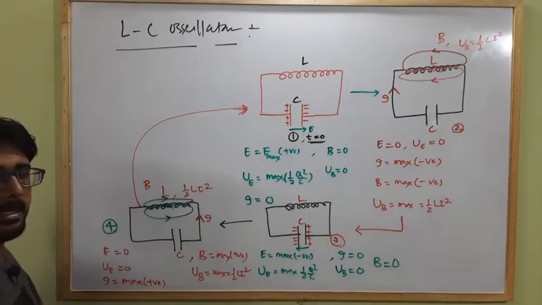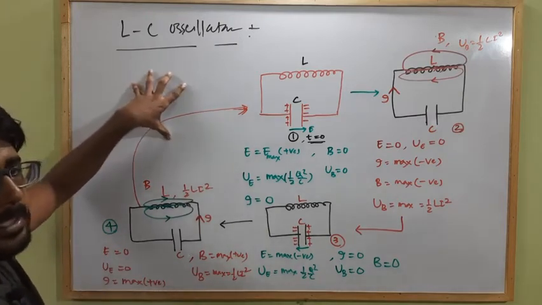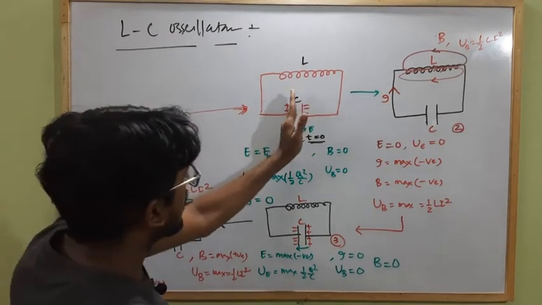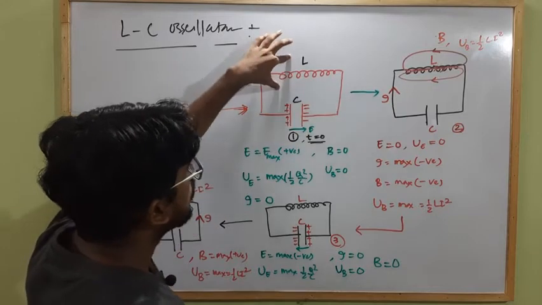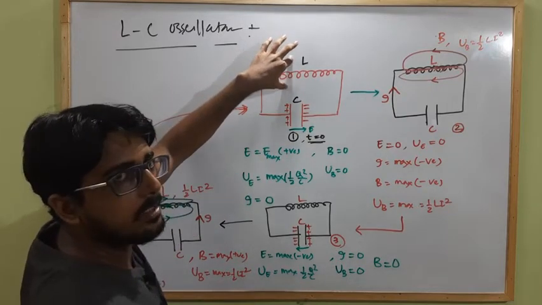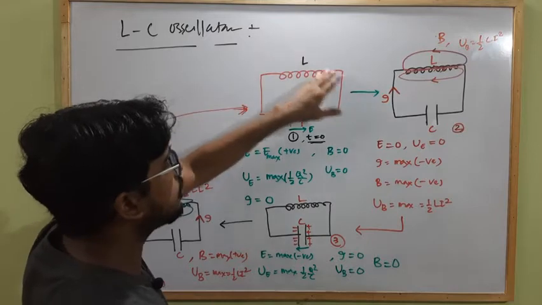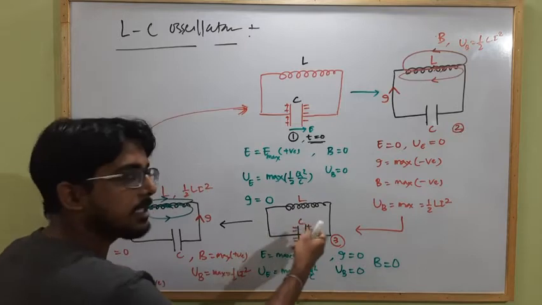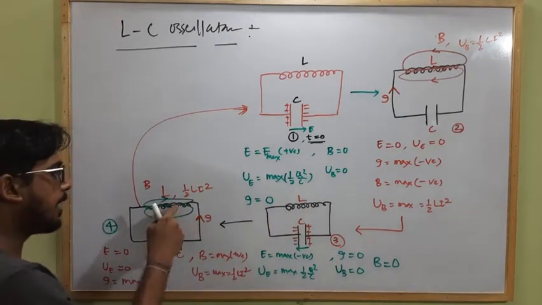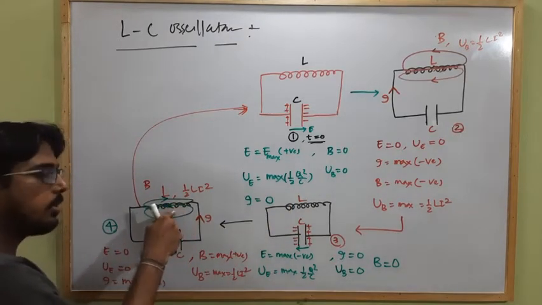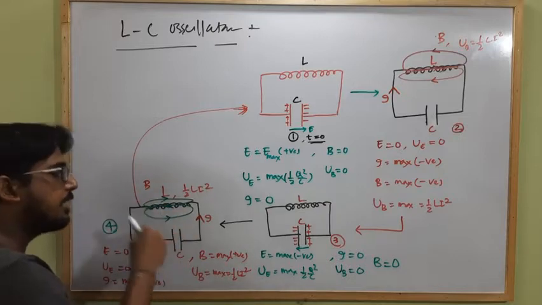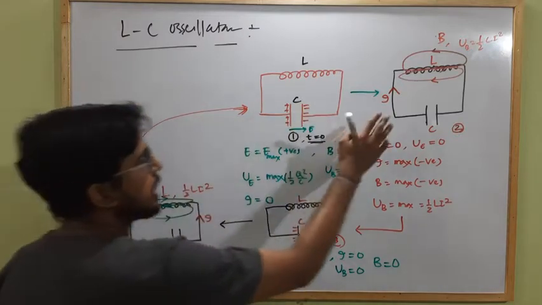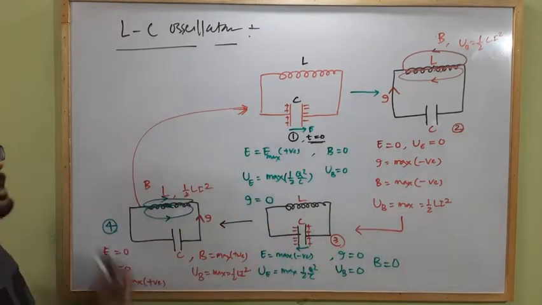repeatedly. Clear? Initially we use a battery to charge the capacitor, and then the capacitor discharges, flowing current to store energy in the form of magnetic energy in the inductor. Then the magnetic energy is used to again recharge the capacitor like this, and again the capacitor discharges in the opposite direction, for which the magnetic energy will again be stored within the inductor, and that magnetic energy is again used to recharge the capacitor in the opposite direction. So these are the steps that happen in an LC circuit.